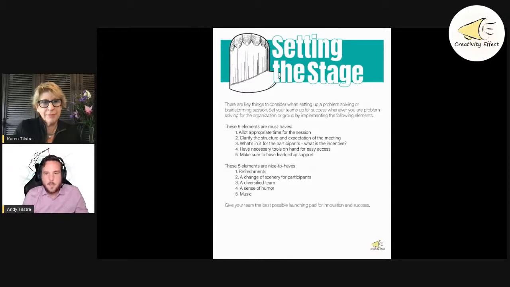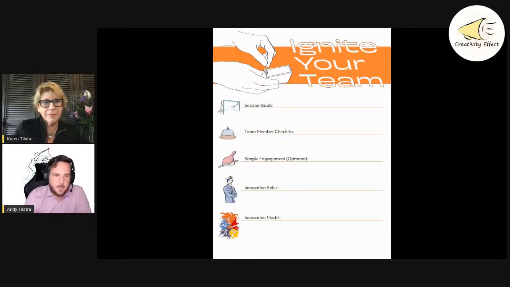So setting the stage is the first bonus tool that we wanted to show you. Let's move on to the second one, which is igniting your team. Now, this is when you get the team physically in the space, and it's how you section it off and how you structure the meeting and the innovation time so that you get the most out of your team. So you ignite them to create the most amount of impact. And that's split into 6 sections. Well, actually 5. I miscounted.